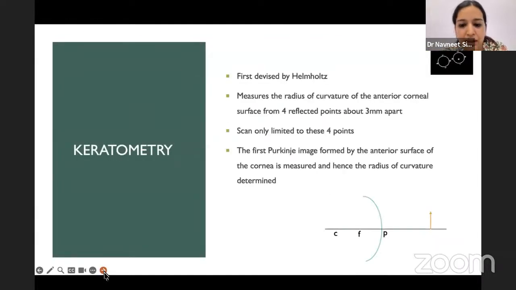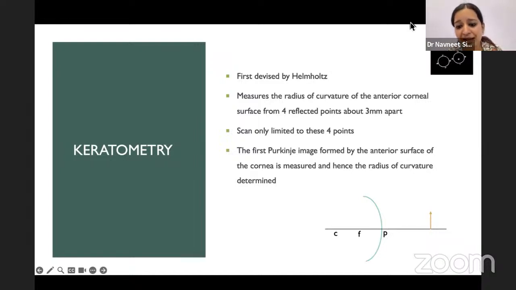Next slide, please. Now, understanding keratometry. Keratometry was first devised by Helmholtz. It measures the radius of curvature of the anterior corneal surface from 4 different reflected points, which are about 3 millimeters apart. So one disadvantage is that keratometry scan is only limited to these 4 points. The first Purkinje image formed by the anterior surface of the cornea is measured using a keratometer, and hence the radius of curvature is determined.